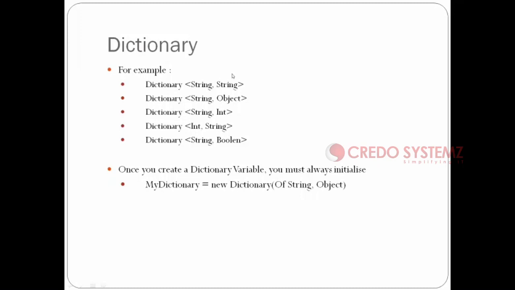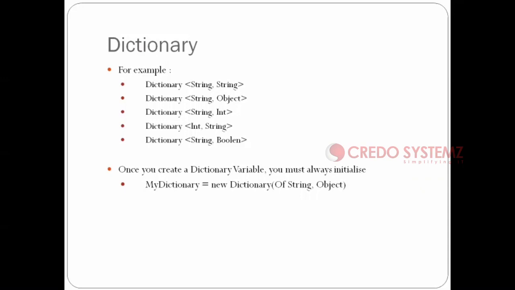You can have a string and a string, where your key also remains a string. For example, the key is apple and the value is that it is a fruit, so both are string and string. If you're going to have numbers, you can say string comma integer, where your key is of type string and your value is of type integer, which means all the values are in the format of numbers.